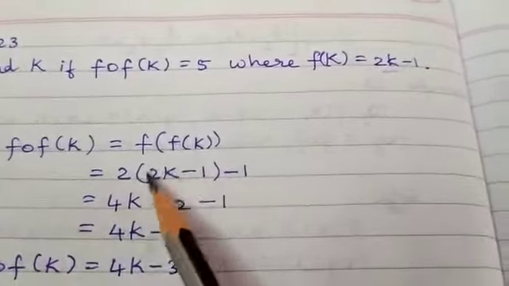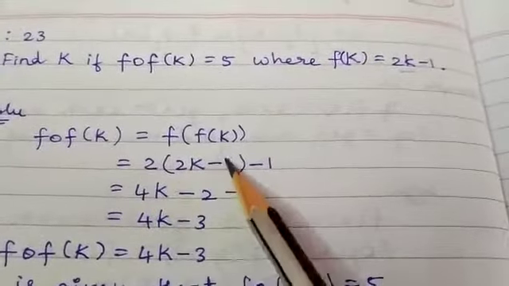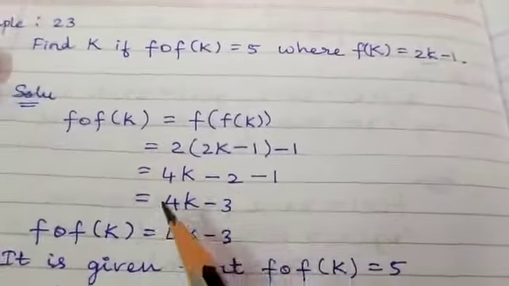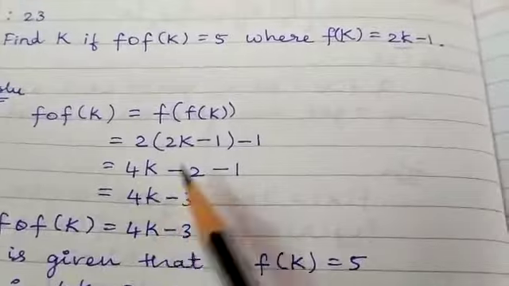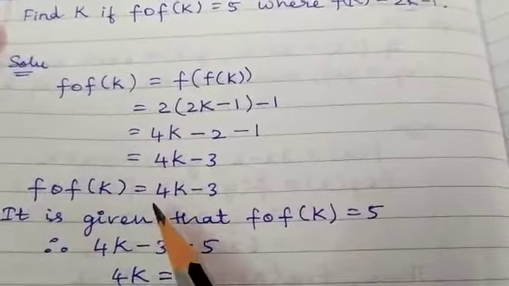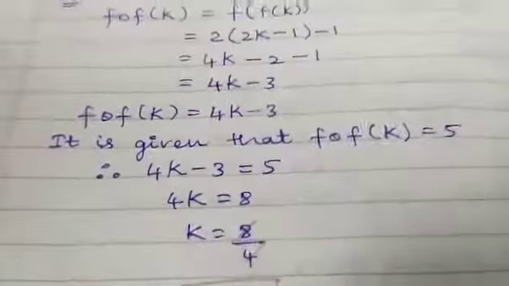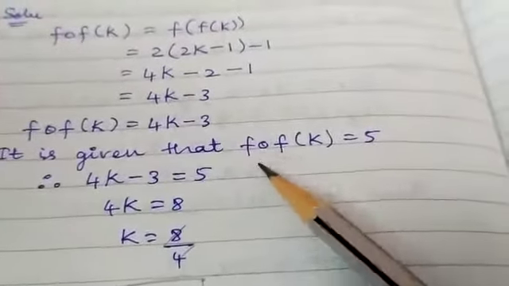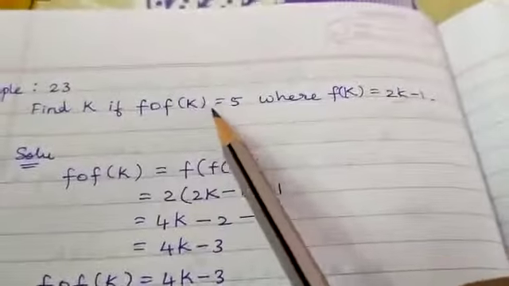That is equal to, I am multiplying it inside, 4k minus 2 minus 1 will be the same, and that is equal to 4k minus 3. So f∘f(k) equal to 4k minus 3. And also we have been given that f∘f(k) equal to 5 in the question.